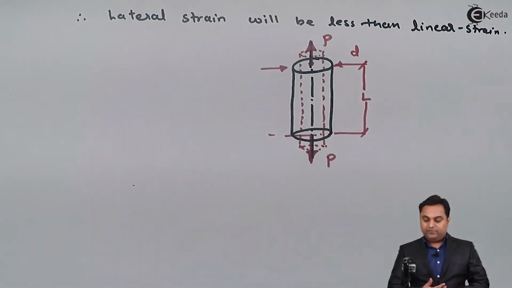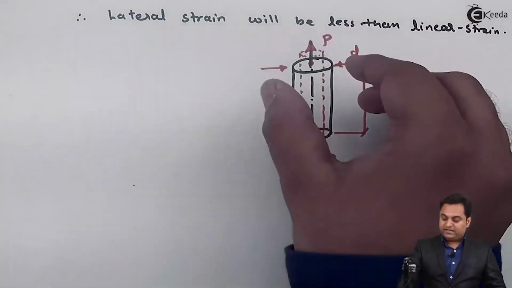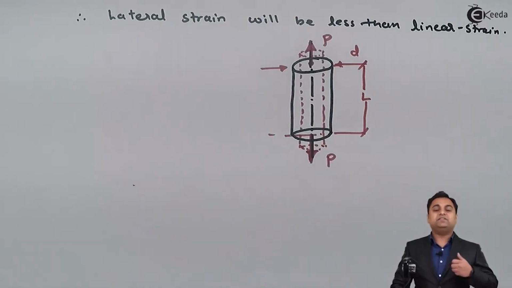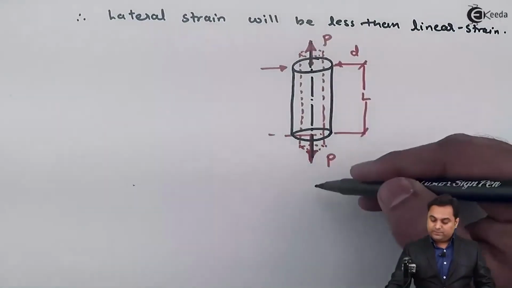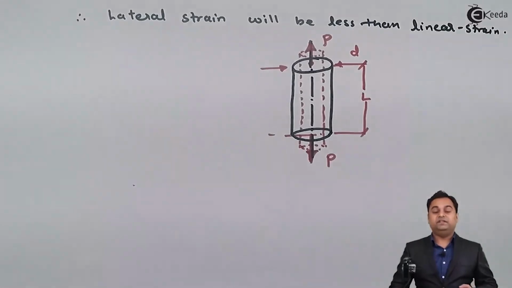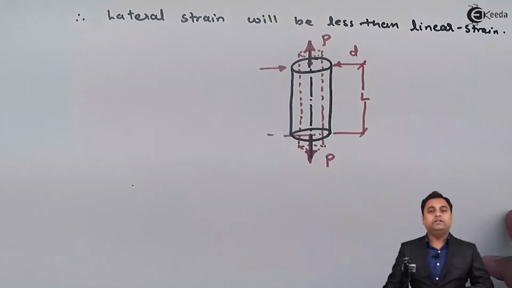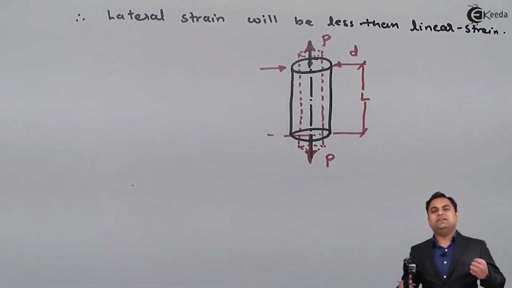This would be the diagram of the bar. When it is subjected to pull, it will get deformed, length will increase, diameter will decrease. So this increase in length is called as linear strain. Why is it called linear strain? Because the load is parallel to length. Whenever the load is parallel to length, that becomes linear strain. And lateral strain is perpendicular to linear strain. So as we see, the length goes on increasing but the diameter decreases. So length and diameter are perpendicular to each other.